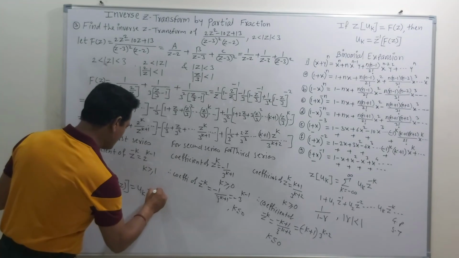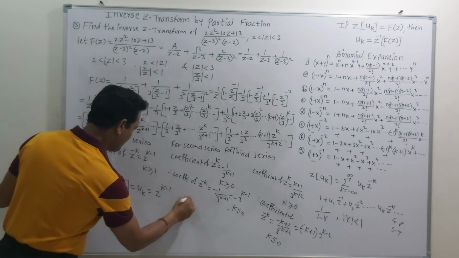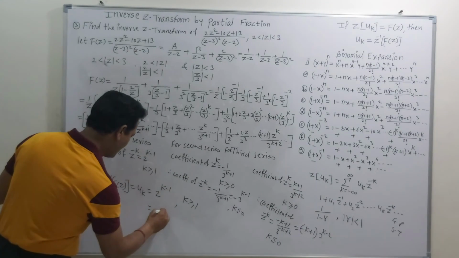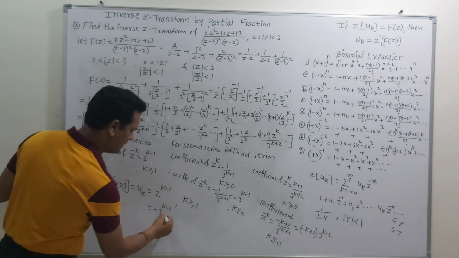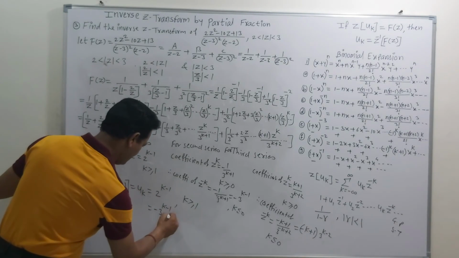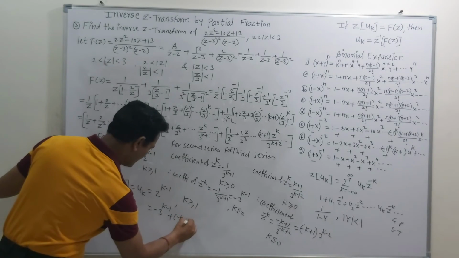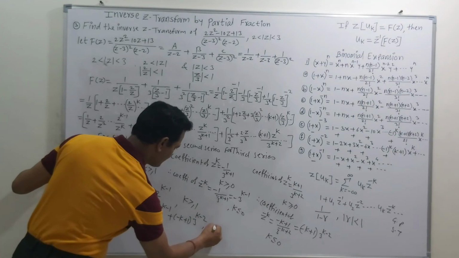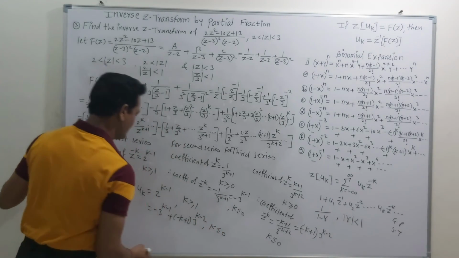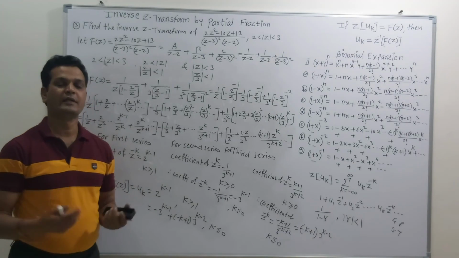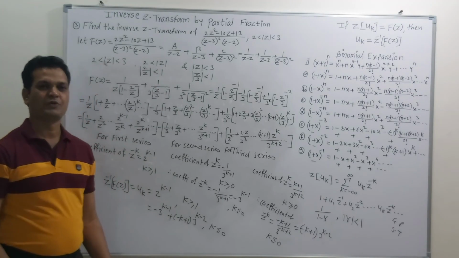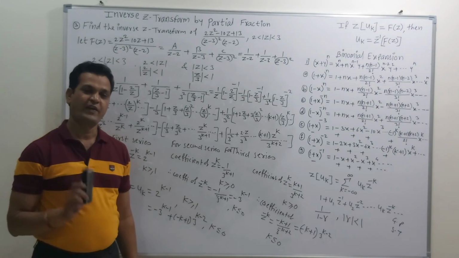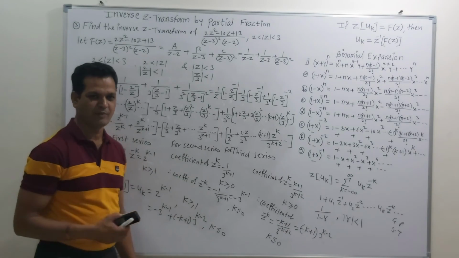So we can write this as 2 raised to k minus 1, k is greater than or equal to 1, and this value is minus 3 raised to k minus 1. Then again this is plus minus k plus 1, then 3 raised to k minus 2. This is for k is less than or equal to 0. So in this way we can easily solve the example based on the inverse Z transformation by partial fraction. So here in this video lecture we cover 3 examples. Friends, now let's take some example for your practice purpose.